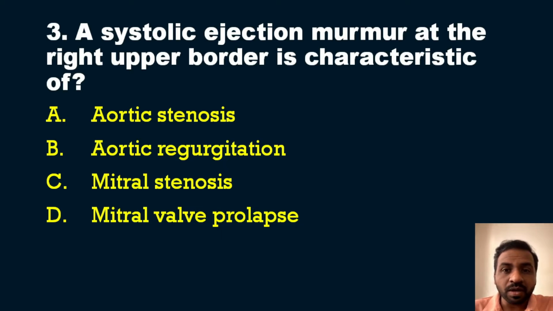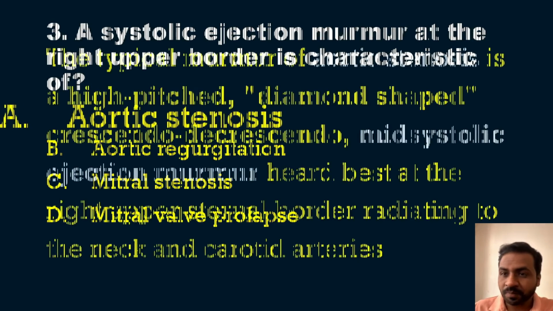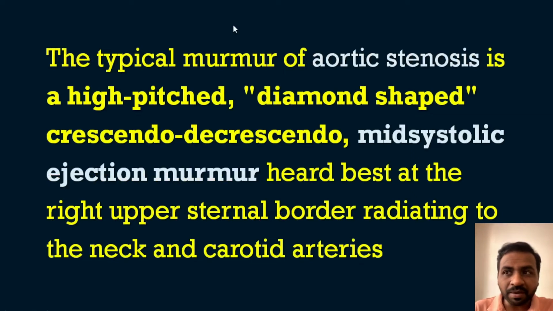Very important. For each of these diseases, typical murmurs can be observed, which we will explain in the explanation session. So right now the answer for this question is option A, that is aortic stenosis. In aortic stenosis, the typical murmur is a high pitched, diamond shaped, crescendo decrescendo mid systolic ejection murmur, which is best heard at the right upper sternal border radiating to the neck and carotid arteries. So this is the typical murmur of aortic stenosis, that is mid systolic ejection murmur. That term you should remember, very important.